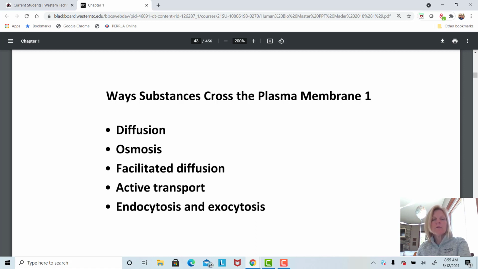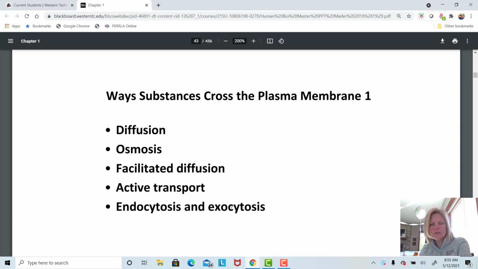We have facilitated diffusion that doesn't require any energy from the cell, but it requires a protein to carry it across the membrane. So that would be for water-soluble substances that can't dissolve through the membrane. It needs a protein helper, but it doesn't require any energy, so things are still moving from high to low concentration. Active transport does require energy, and that's when we want to move things from low concentration to higher concentration. So that we'll look at in just a minute.